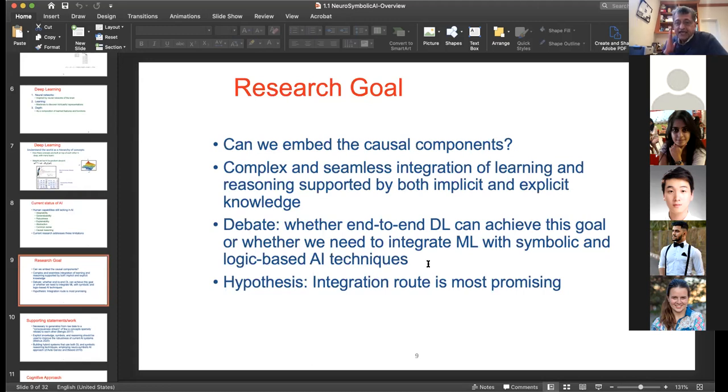So this is saying, can you solve these problems just using deep learning? You do this deep learning, you do that deep learning, maybe the deep learning together will solve the problem. Or the integration route is most promising. Should we incorporate all this stuff over many, many years?